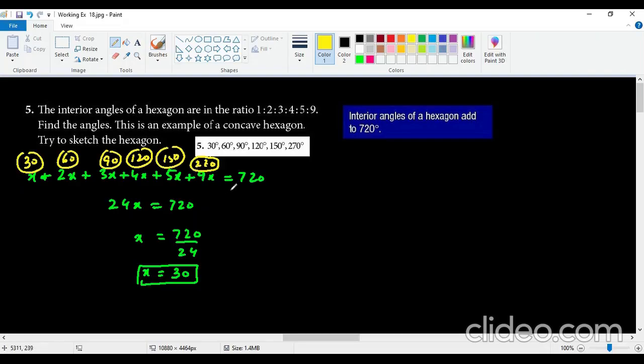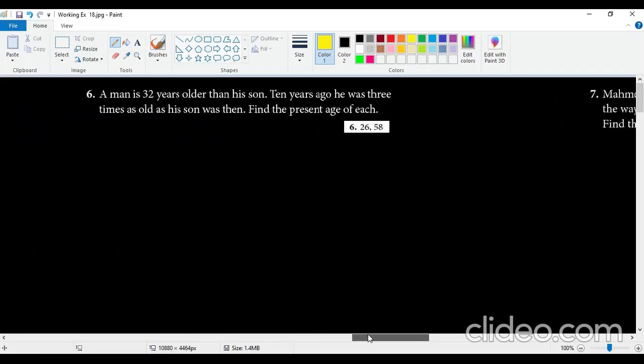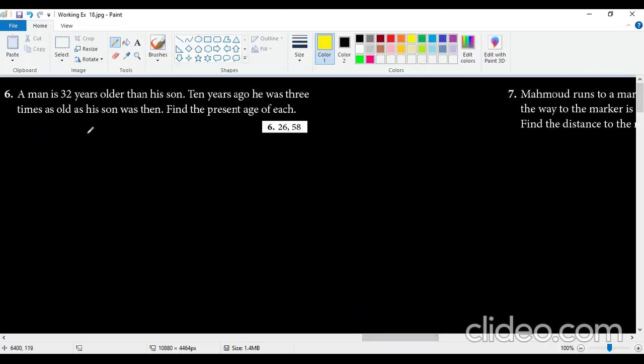Moving on to the next question. It says a man is 32 years older than his son. That means, for example, if I assume the age of son is equal to x, which is unknown, and the age of father, who is 32 years older than the son, is x plus 32. So these two equations are there, and the condition says 10 years ago.